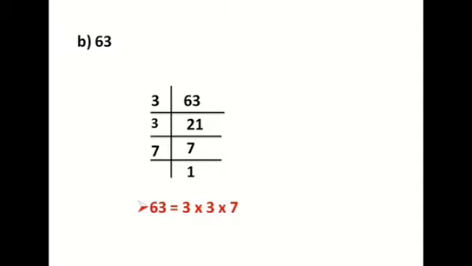And next we have to divide 21 by the least prime number, and it is also 3. If you divide 21 by 3, the quotient will be 7. You have to write down. Now you have to divide 7 by the least prime number. It is nothing but 7. 7 ones are 7. So 63 equals 3 into 3 into 7. So 3 3s are 9. 9 7s are 63.